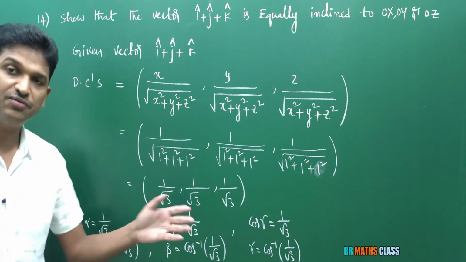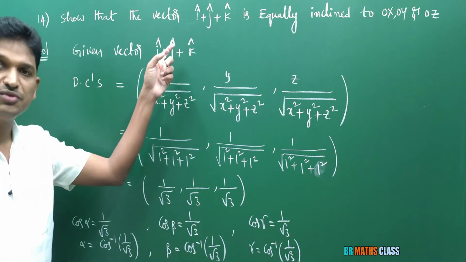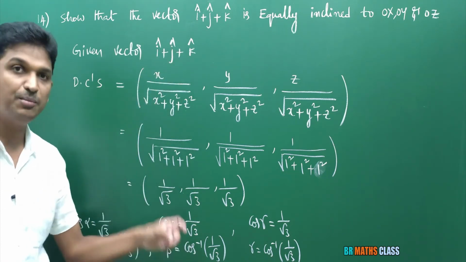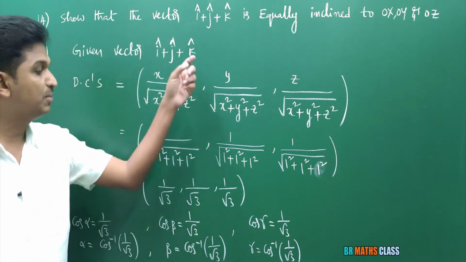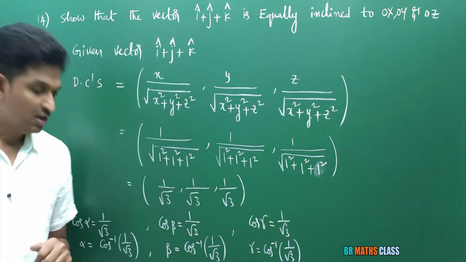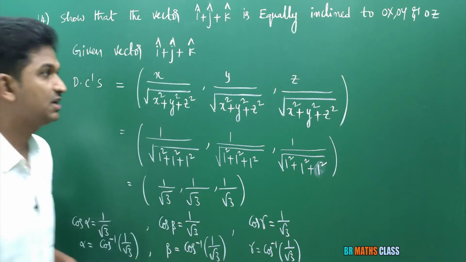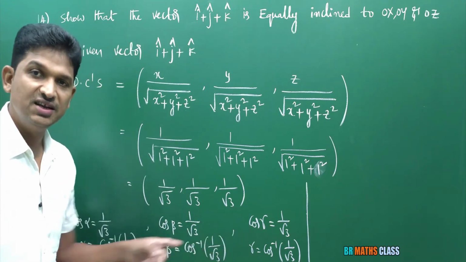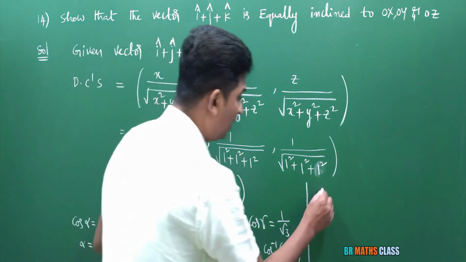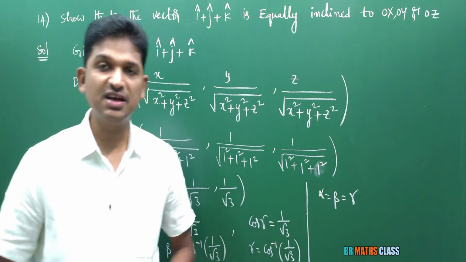From the definitions of direction cosines of a vector, we know that alpha is the angle made by this vector with x-axis, beta is the angle made by this vector with y-axis, gamma is the angle made by this vector with z-axis. You can identify that alpha value, beta value, gamma value we got same. That means by seeing these three things, we can say that alpha is same as beta is same as gamma. These three angles are equal.